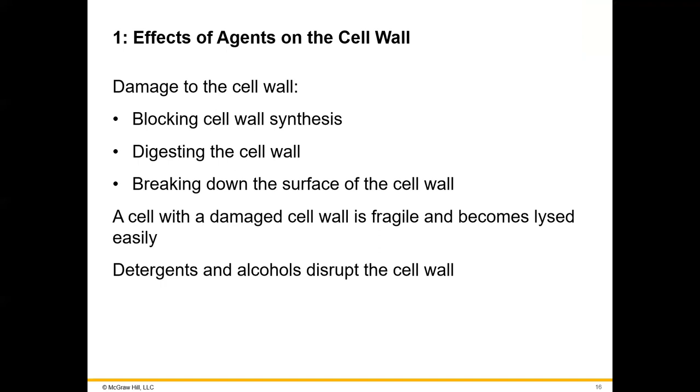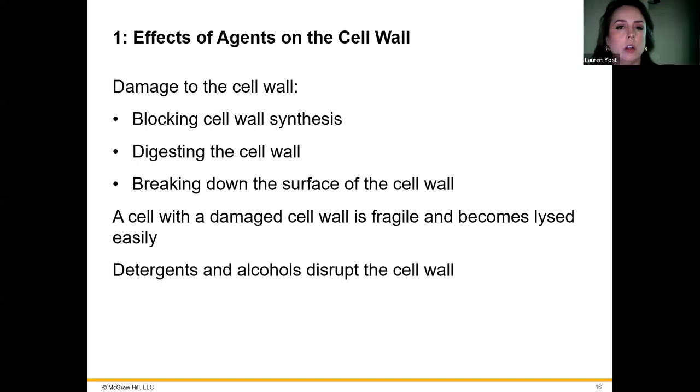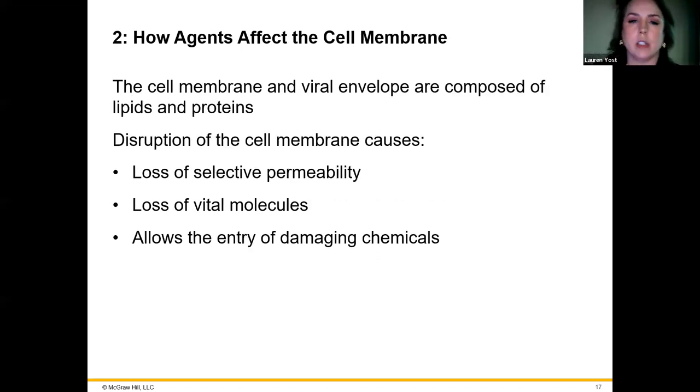All right, so if we're affecting the cell wall, we can affect the cell wall synthesis. We could digest the cell wall itself. We could break it down, or even just the surface of the cell wall. And when we do that, it makes the cells more susceptible to being lysed. This includes detergents and alcohols. They fall into this category. Okay.